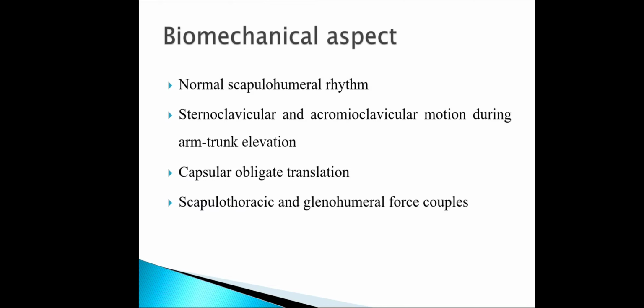This clavicular motion, that is at sternoclavicular and acromioclavicular joints during arm elevation, is due to the following: when the scapula moves upward, the conoid part of the coracoclavicular ligament, which is attached from the scapula to the inferior aspect of the clavicle, pulls the clavicle into elevation and upward rotation during the upward rotation of the scapula. Hence, a very important part of the scapulohumeral rhythm is your sternoclavicular and acromioclavicular motion, that is clavicular elevation and clavicular upward rotation respectively.